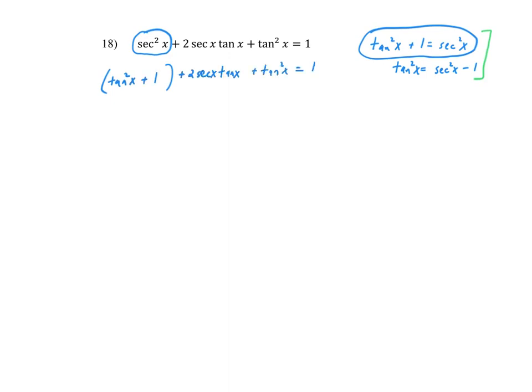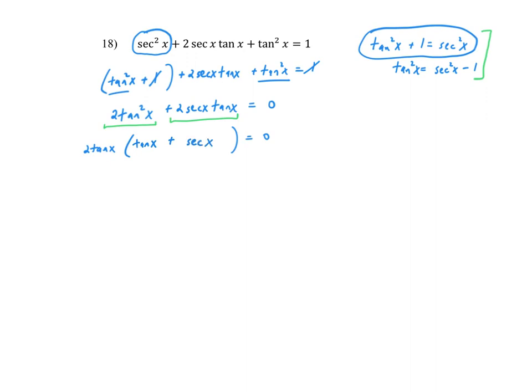Now we can combine the like terms. First of all, if we subtract 1 from both sides, these 1's are going to cancel. Next, tangent squared plus tangent squared is 2 tangent squared of x. We have trig expression on one side and 0 on the other side. This is a GCF factoring problem. We can factor out 2 tangent of x from both parts. If we do that, we're left with tangent of x plus secant of x.